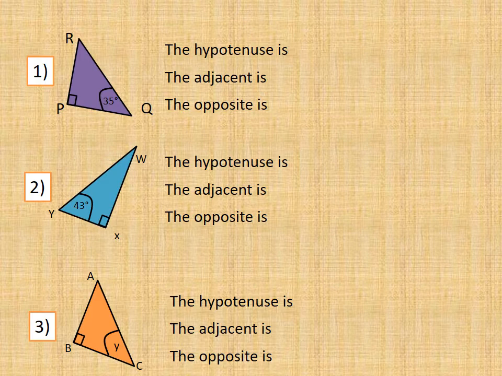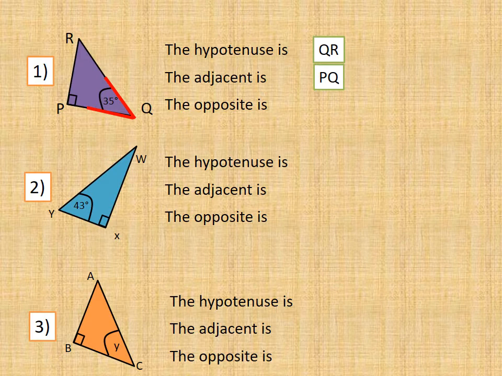First, I need to find the hypotenuse in this triangle, the side which is opposite to the right angle, which is QR. And what about the adjacent? Here I'm going to make a V letter like this, so it will be PQ, and finally the opposite side will be PR. Go to the second one.